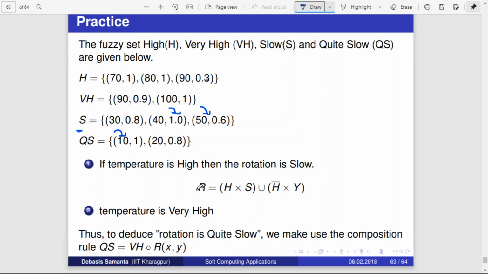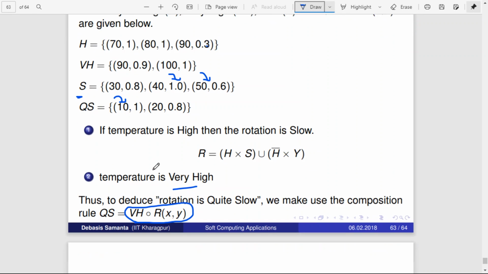Now R can be calculated like this: H cross S union H complement cross Y. Like this we can calculate R, and then we can calculate quite slow. Quite slow can be calculated as very high is given, so very high composition R. The actual working we are not discussing. This is one example, right?